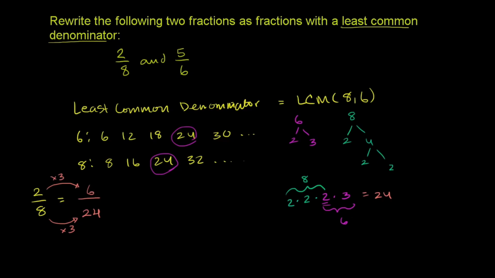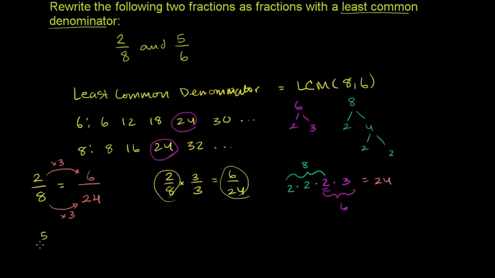To see that a little bit clearer, you say, look, if I have 2/8, and if I multiply this times 3 over 3, that gives me 6 over 24. And these are the same fraction, because 3 over 3 is really just 1. It's 1 whole. So 2/8 is 6/24, and let's do the same thing with 5/6. So 5 over 6 is equal to something over 24. Let me do that in a different color. I'll do it in blue.